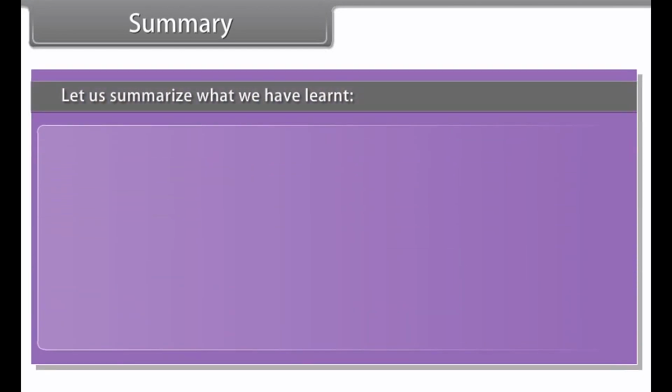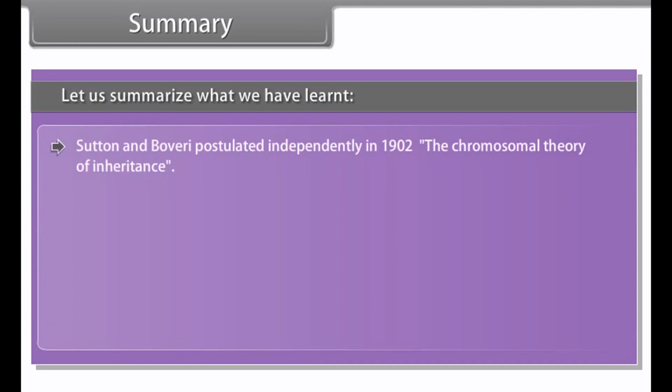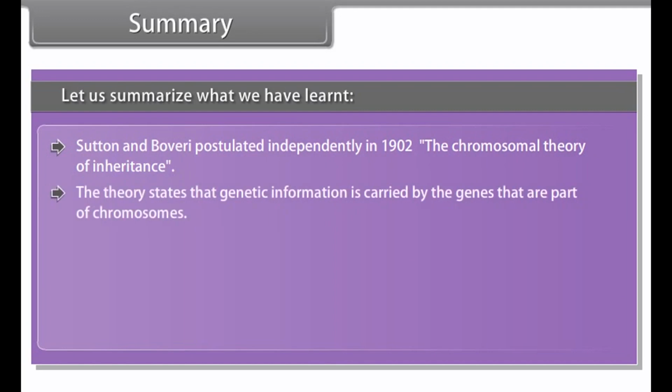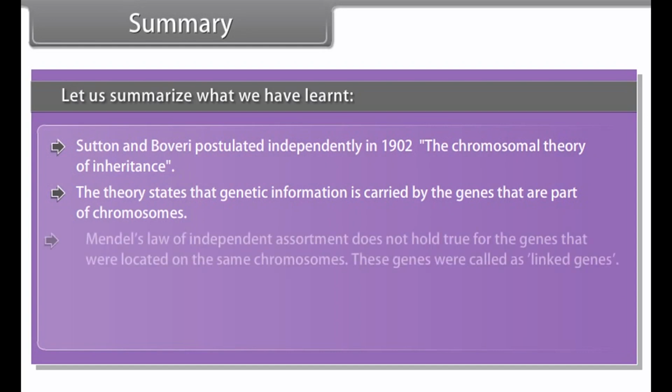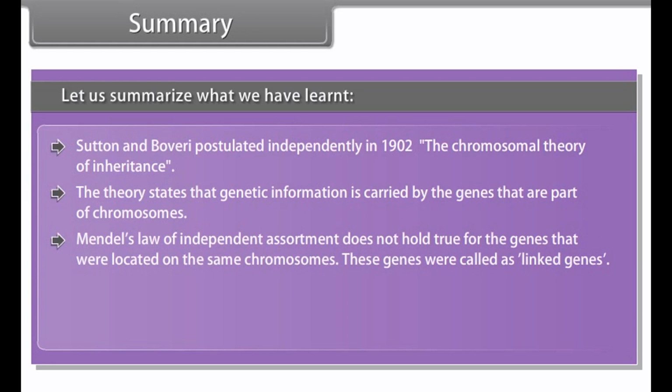Let us summarize what we have learned. Sutton and Boveri postulated independently in 1902 the chromosomal theory of inheritance. The theory states that genetic information is carried by the genes that are part of chromosomes. Mendel's law of independent assortment does not hold true for the genes that are located on the same chromosomes. These genes are called linked genes.